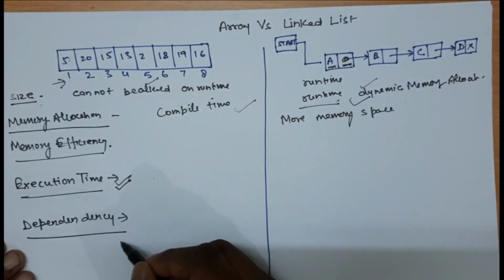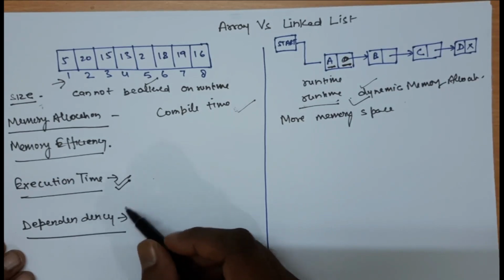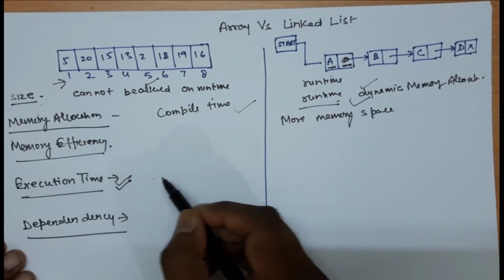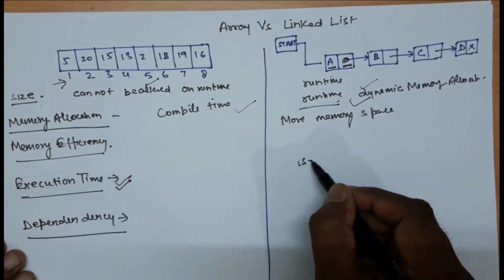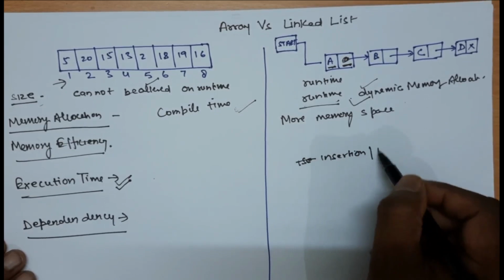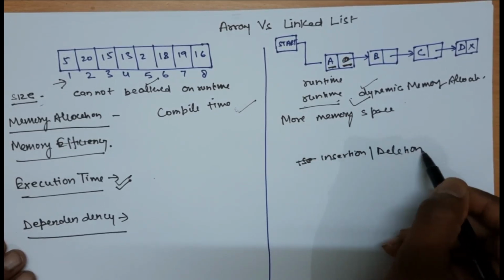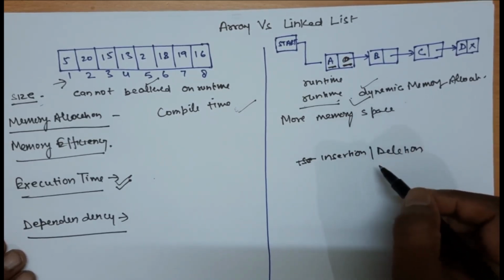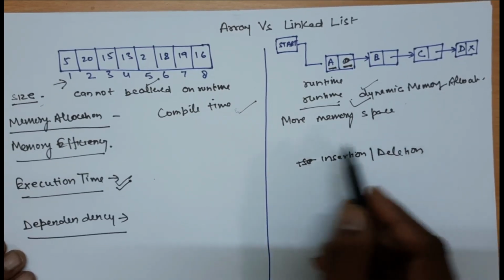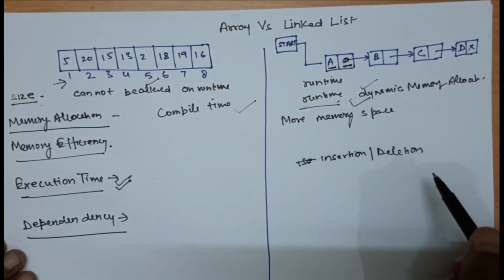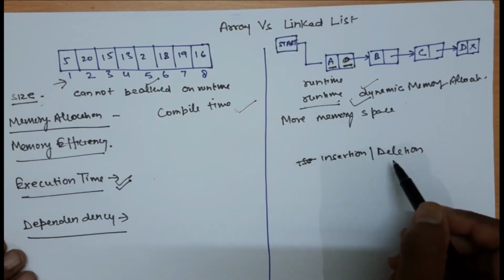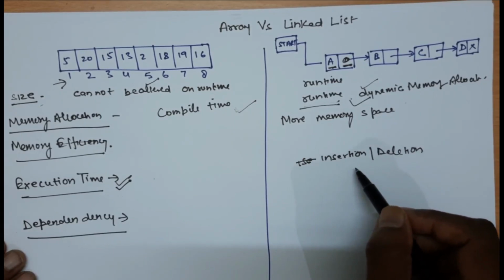Next, one more thing: some operations like insertion and deletion are faster in the case of the linked list, while they are slower in the case of the array data structure. How? You can ask the question, how are insertion and deletion faster?